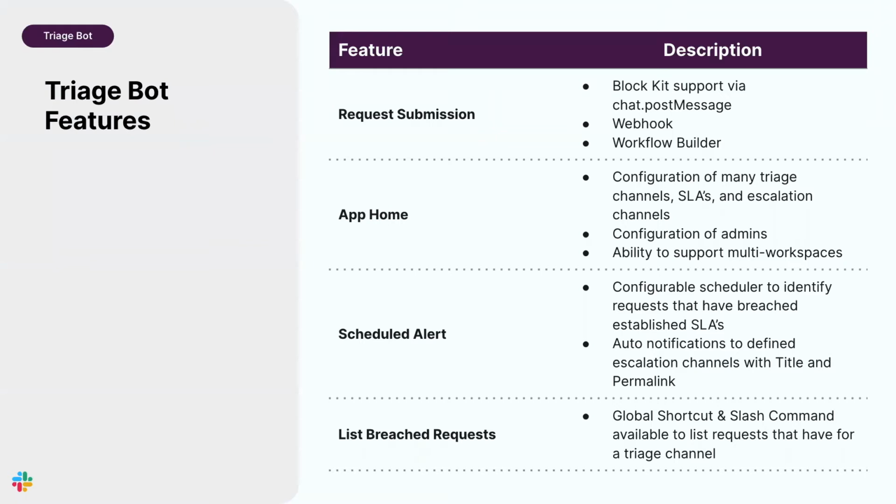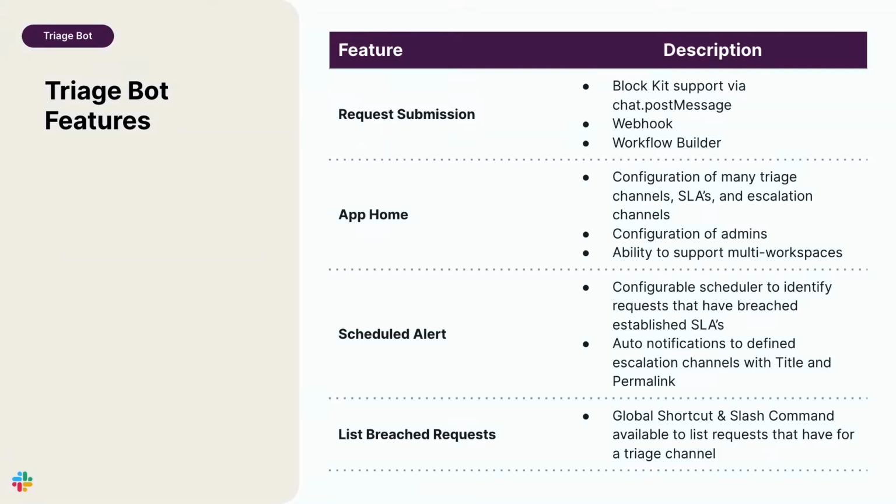This is a configurable scheduler to identify those requests which have breached their established SLAs. It provides an auto notification to defined escalation channels with a title to the request and a permalink to the request. Finally, there's ability to list breach requests for users to be able to search for which requests have breached SLA for a specific triage channel.